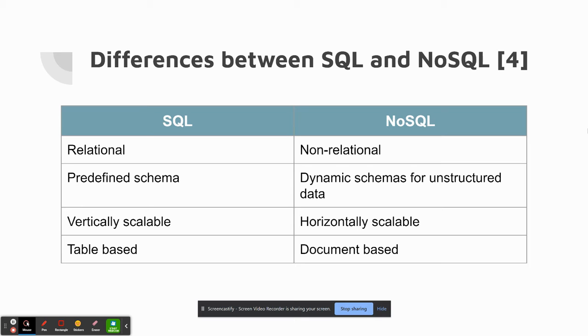And what does that mean? Well, it means that when you have to handle large data, you can distribute it between several machines rather than just one. And then finally, SQL is table-based, whereas NoSQL is document-based and collection-based as well. And we'll talk about that here in the next slide.